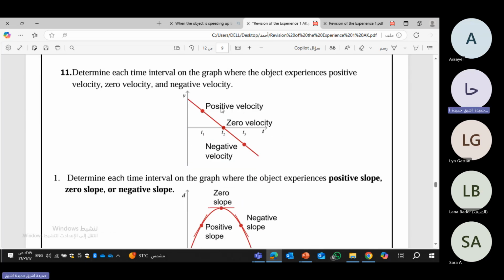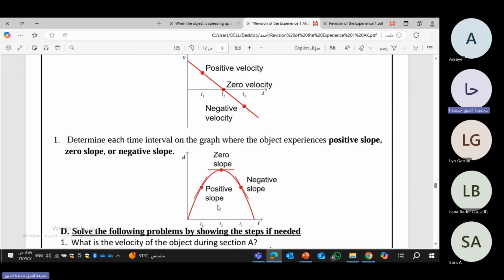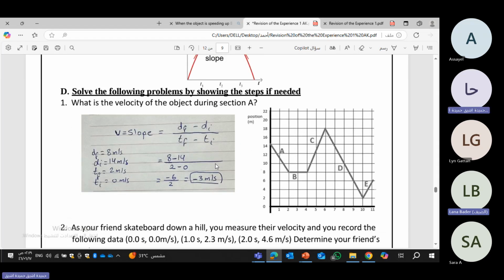And here you have a label. One of them will come in the exam maybe, or both of them. So label, very easy. Positive, 0, negative. Very easy.